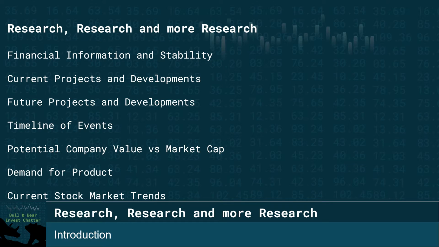Also, try and construct a timeline of events. Try and identify a pattern. Are they bringing out new projects or new developments 3-4 times a year, or is this only happening once every 5 or 6 years? And if so, when will the next one be?